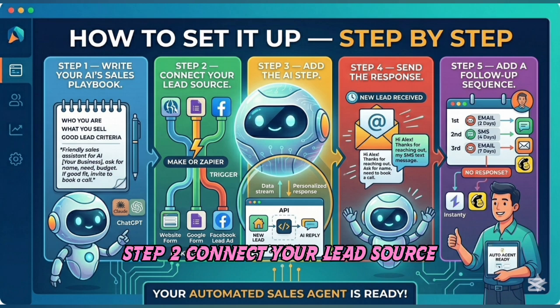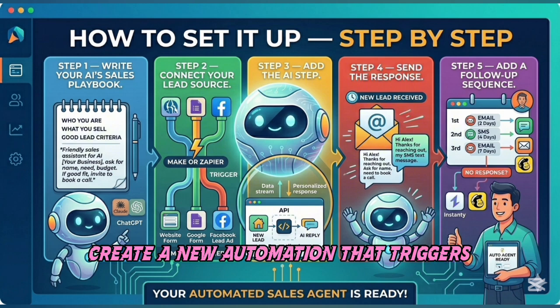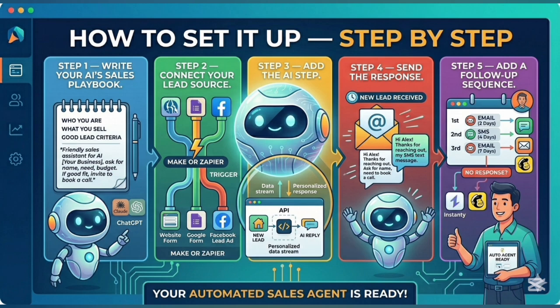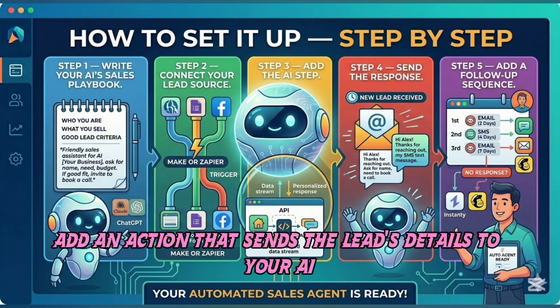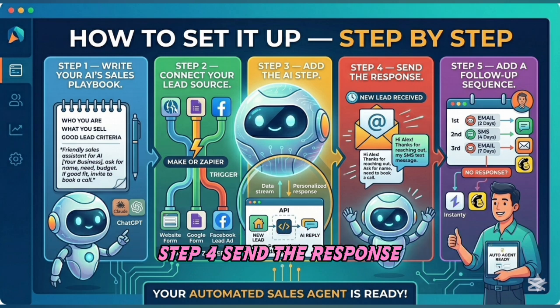Step 2. Connect your lead source. Go to Make or Zapier. Create a new automation that triggers when a new lead comes in, from your website form, Google form, Facebook lead ad, whatever you use. Step 3. Add the AI step. In Make or Zapier, add an action that sends the lead's details to your AI via the API and returns a personalized reply.